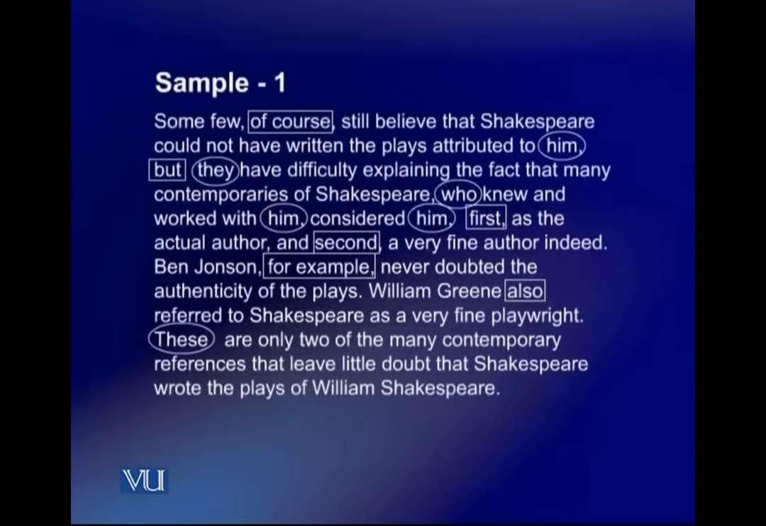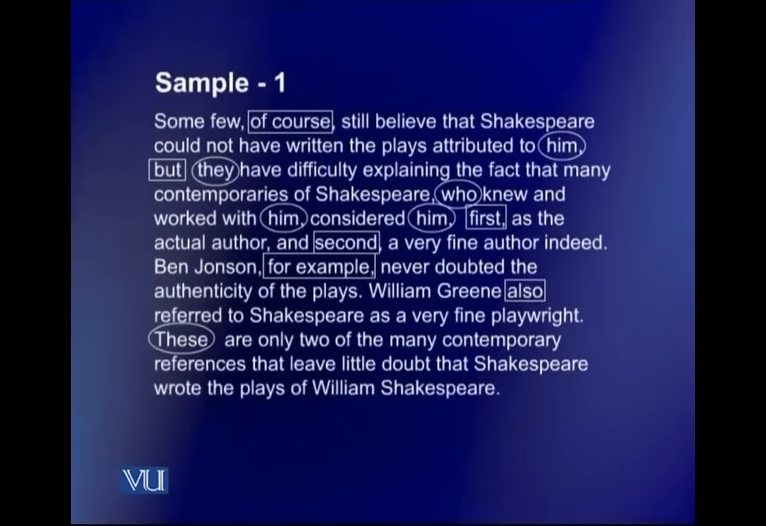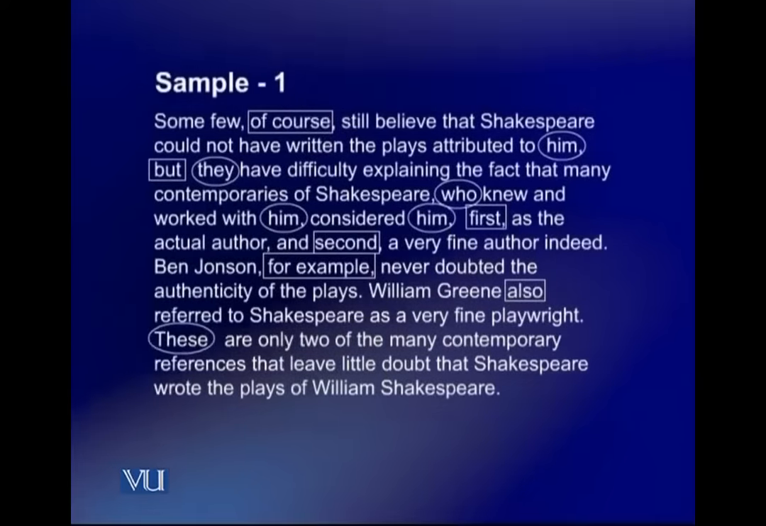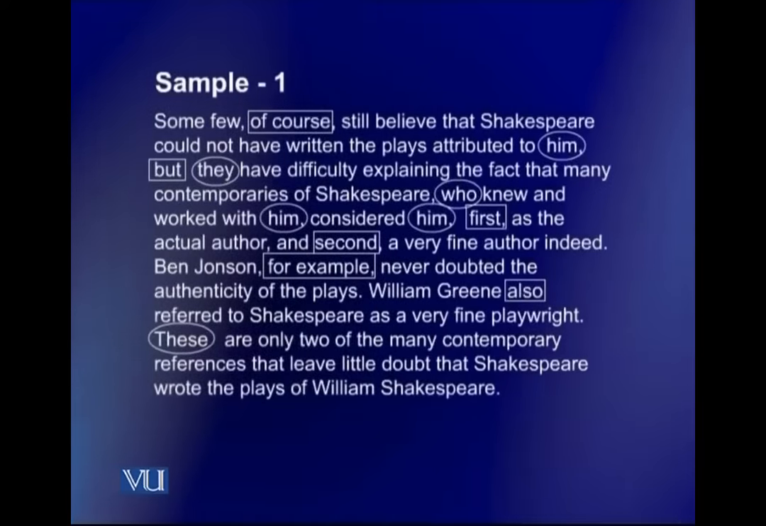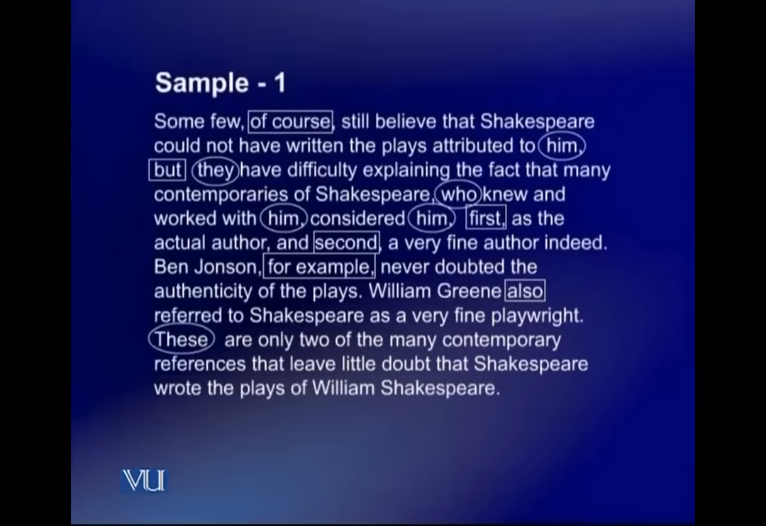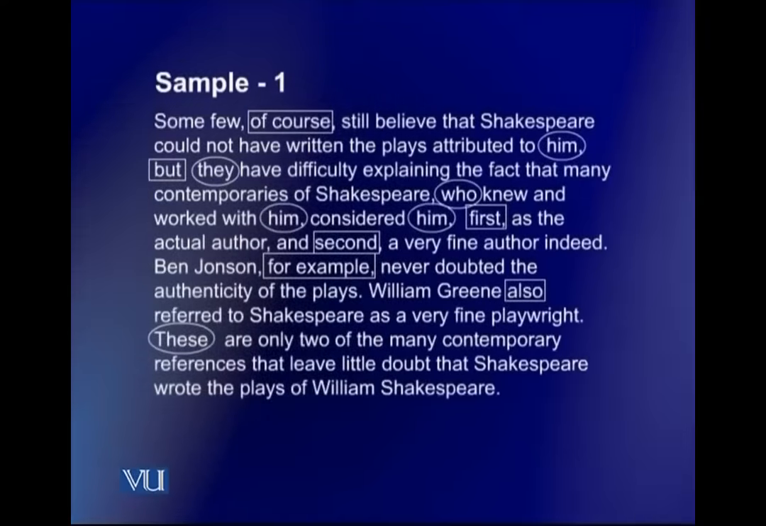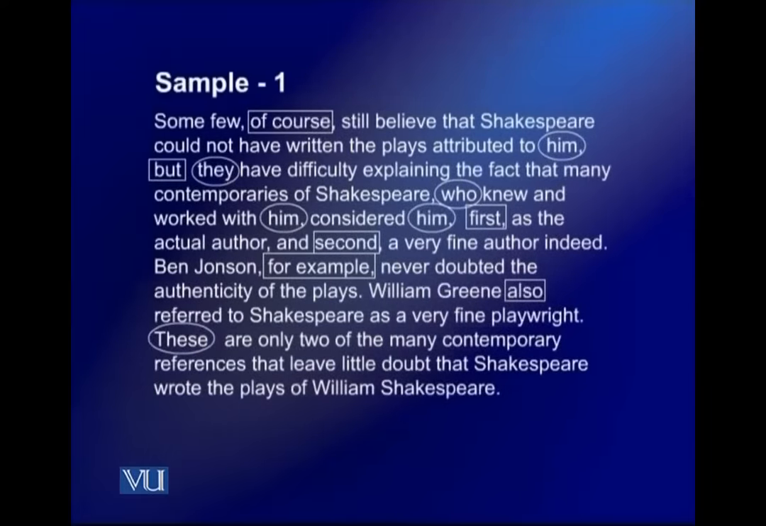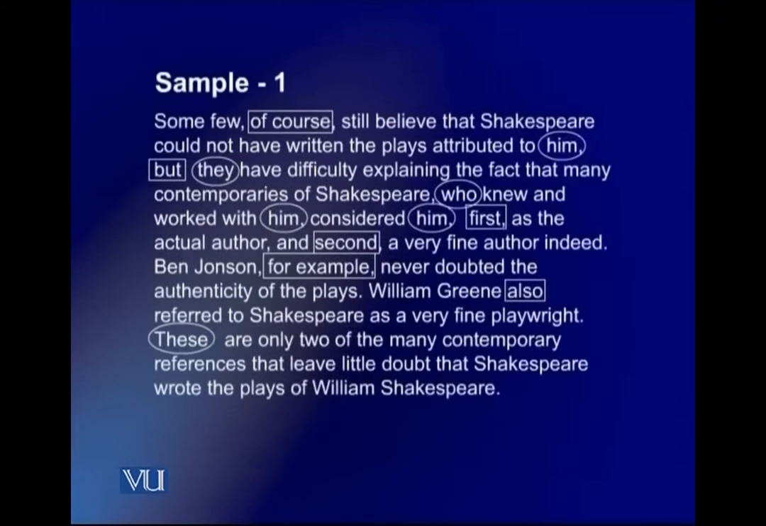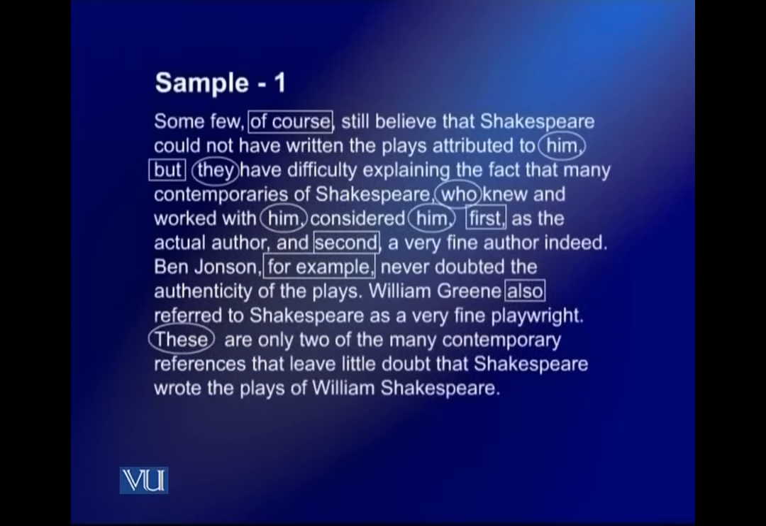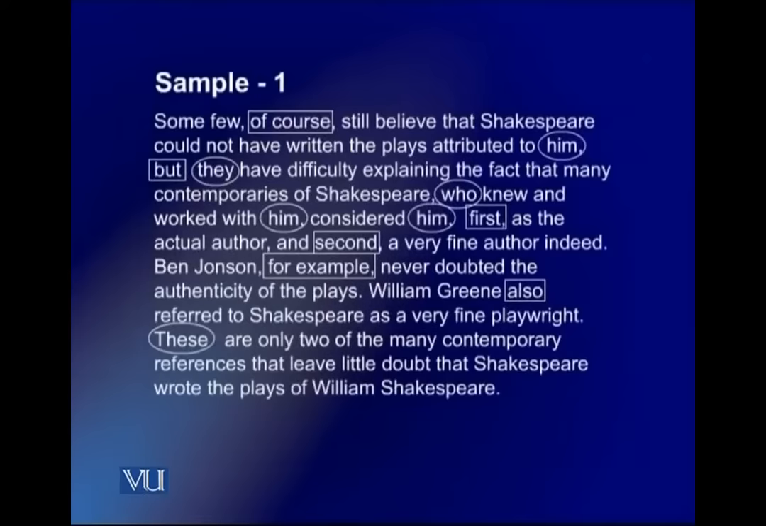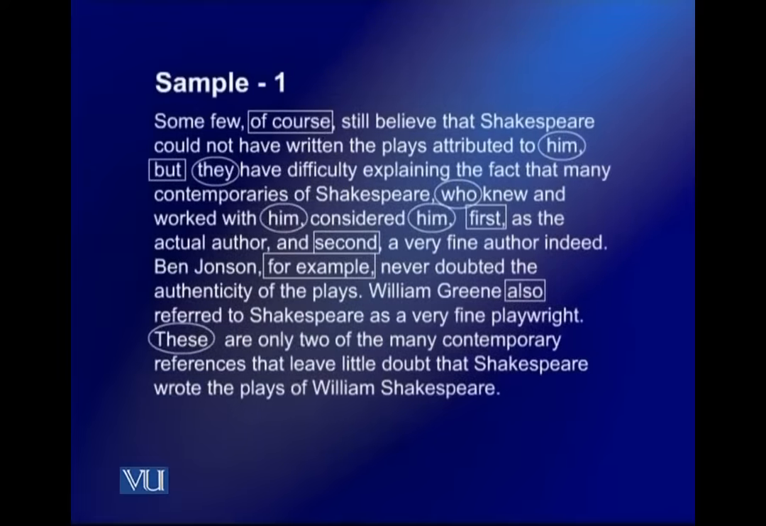And the word they, the next circled word, who does they refer to? But they have difficulty explaining the fact. Who are they? If you go back and read, some few. So the second word that is circled, that is they, refers to those some few. Look at the word who. Who does the word who refer to? Who knew? Who are these? The contemporaries of Shakespeare, and worked with him. Him again, of course, refers to Shakespeare.